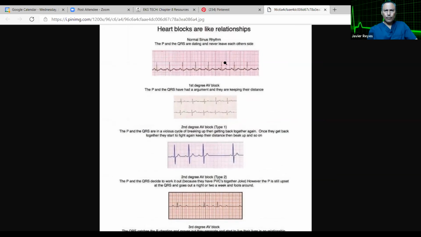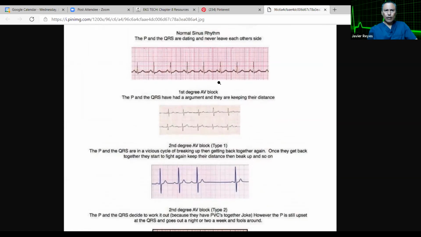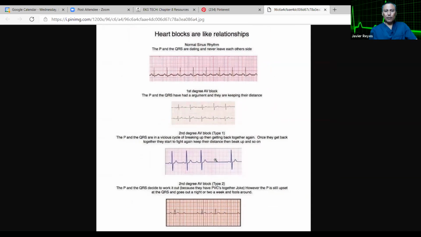Heart blocks are like relationships. The P and the QRS are dating and never leave each other's side. Oh, that's cute, right? This is a normal sinus rhythm. Then the first degree AV block says the P and the QRS have had an argument and they are keeping their distance.